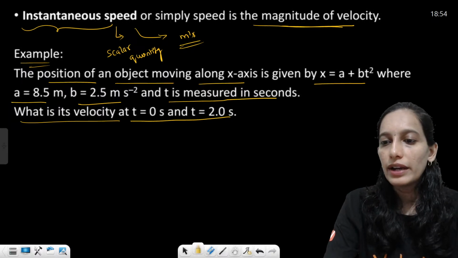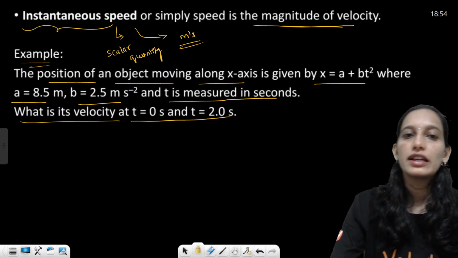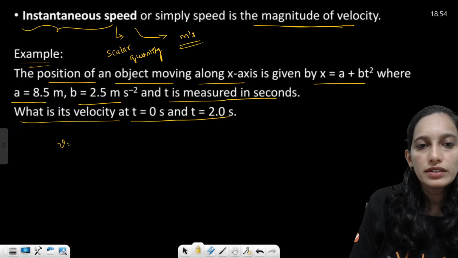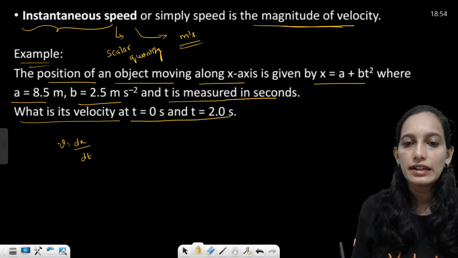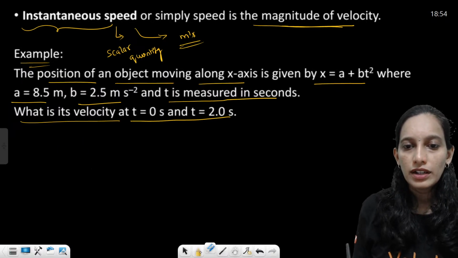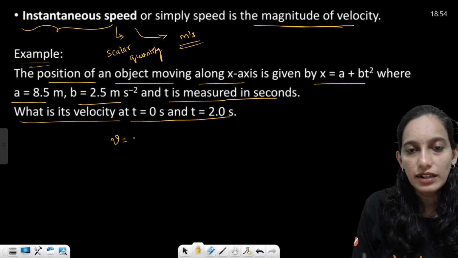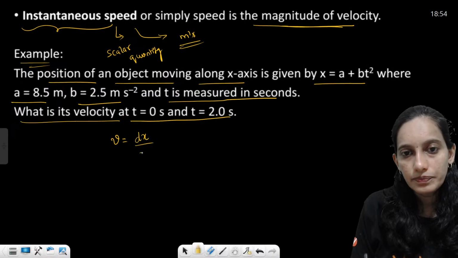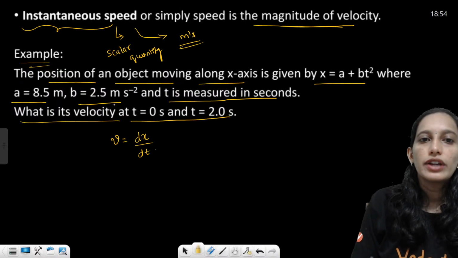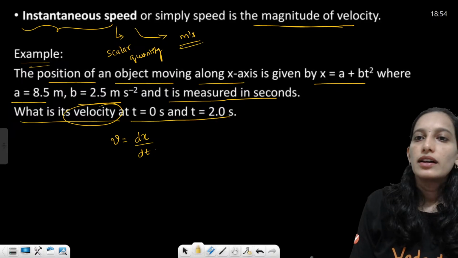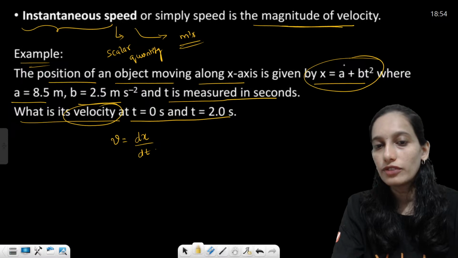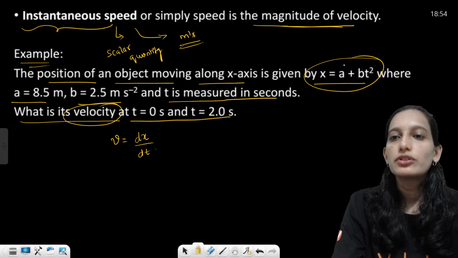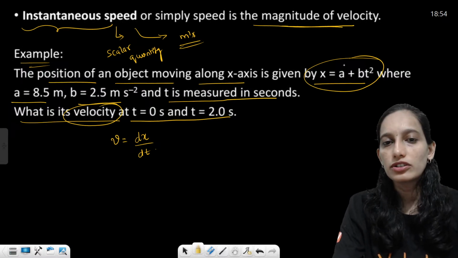This is just to make sure that you become familiar with the formula v is equal to dx by dt. It's a simple problem from your NCERT itself. So v is equal to dx by dt. We are given the position of the particle as a function of time. So to get velocity, we differentiate the position. That's the simple rule.